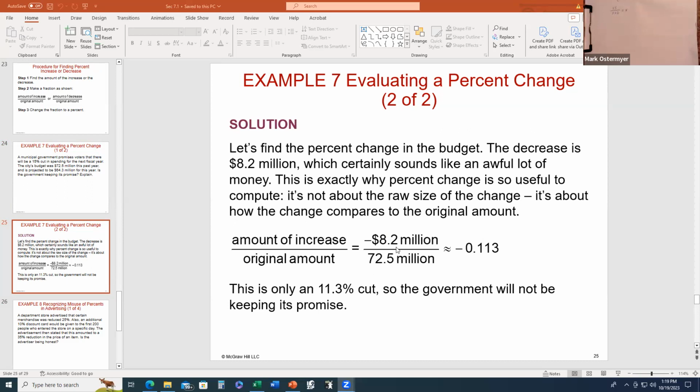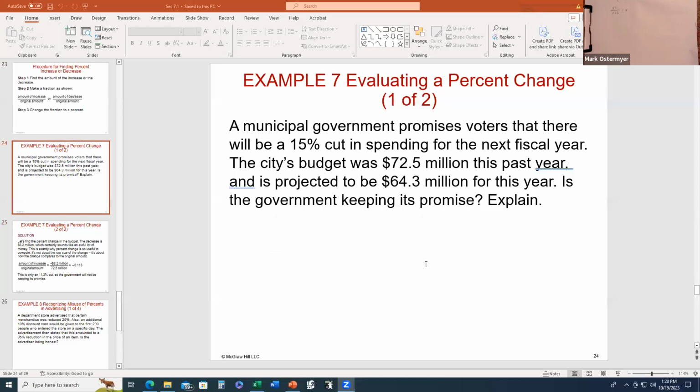Now, on this PowerPoint presentation here, they're taking 64.3 and subtracting off 72.5. You get a negative number, and a negative indicates it's a decrease. But later on, we know it's a decrease. We can clearly see we're going from 72.5 to 64.3. We're going from $72.5 million down to 64.3 million. We know that's a decrease. We can see it.